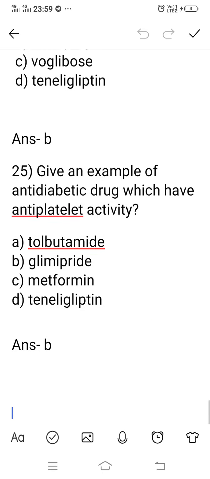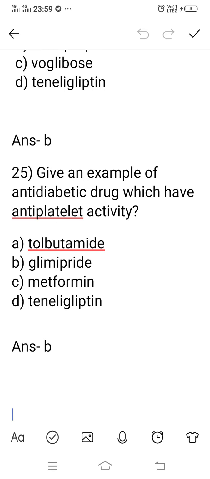Question number 25. Last question is, give an example of an antidiabetic drug which also has antiplatelet activity. Antiplatelet activity means it prevents platelet adhesion and platelet aggregation, like aspirin. Option A, tolbutamide. Option B, glimepiride. Option C, metformin. Option D, teneligliptin. Option B, glimepiride, is the right answer. Means glimepiride also has antidiabetic activity and antiplatelet activity.